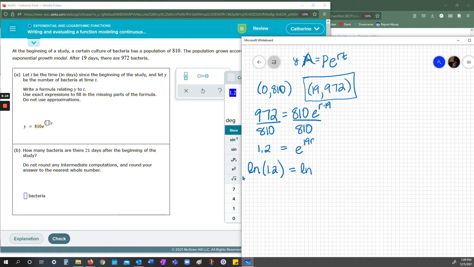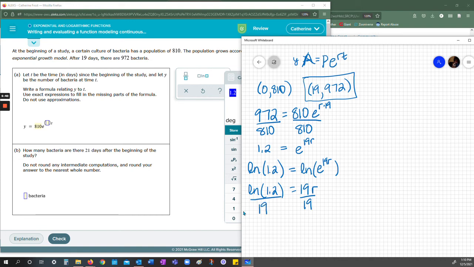So you can skip writing this bit, because remember, the whole point of this is we're getting that 19r out of the exponent. Or you can think of it as just rearranging this exponential equation to be a log equation, and so you end up with natural log of 1.2 is equal to 19r. Okay, so now we're almost there. We just have to divide both sides by 19.